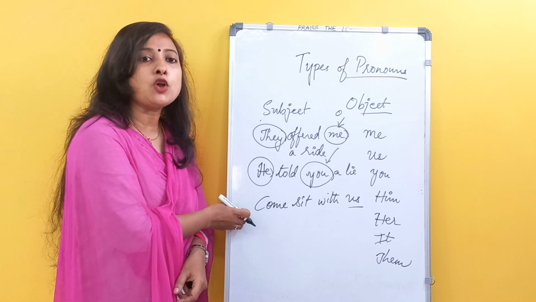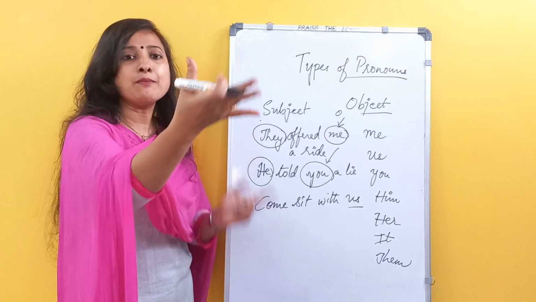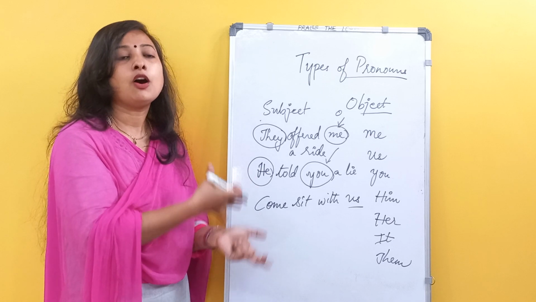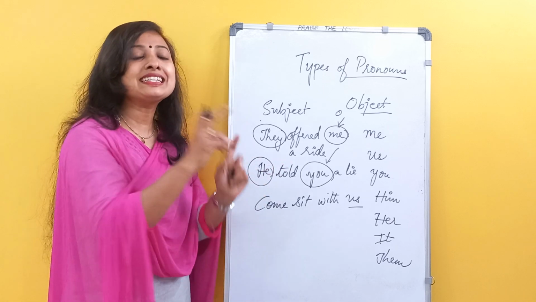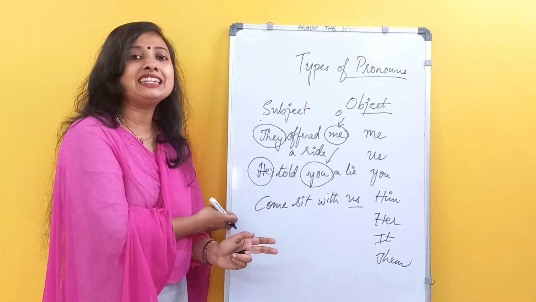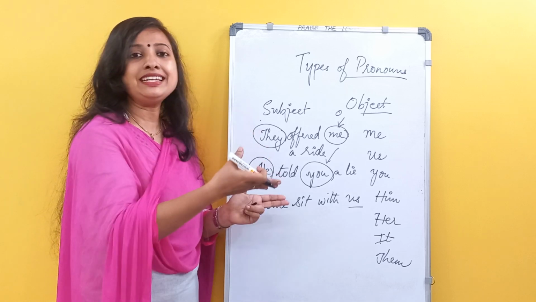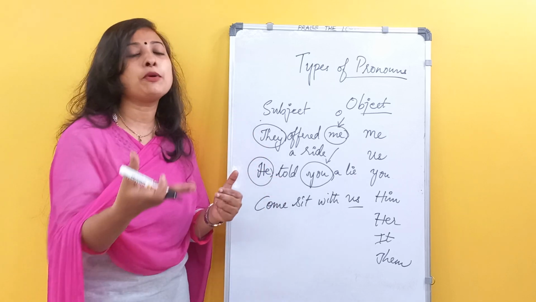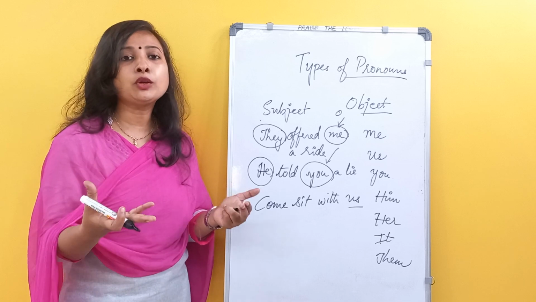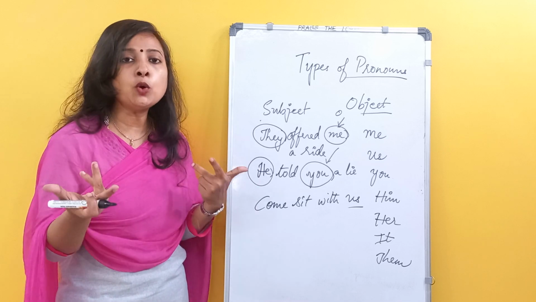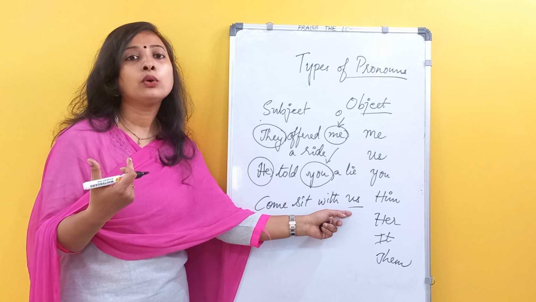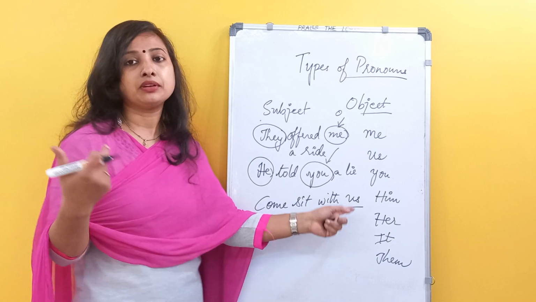That means here the name is not mentioned. Or Ram, come sit with us. All of you come and sit with us. So it is a generalized statement. So here when there is nothing, that all or the name which is not mentioned is about the subject. Sit with whom? With us. So that is the object pronoun here.